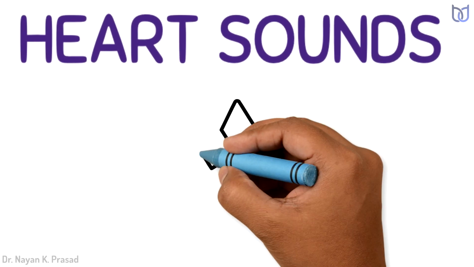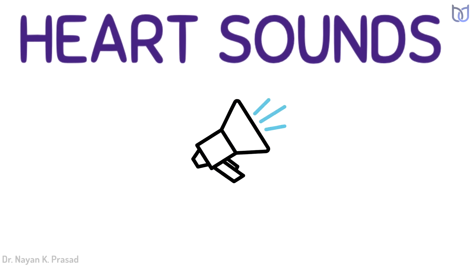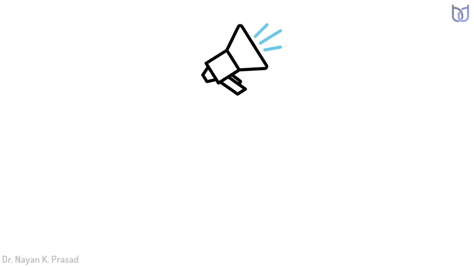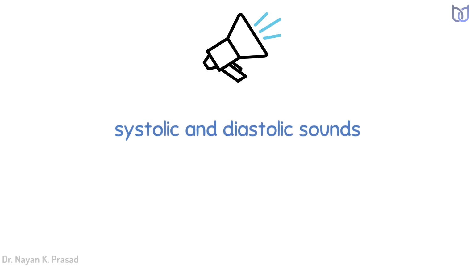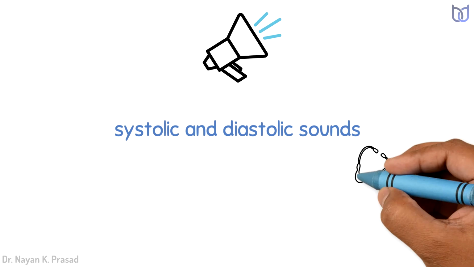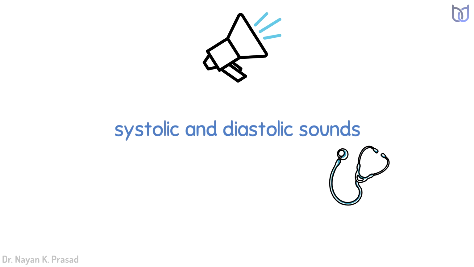One another term is heart sounds. The sounds produced by the heart as it is beating are known as heart sounds. These are made by the valves in the heart slapping together and are called systolic and diastolic sounds. These sounds may be heard as lub and dub with the help of a stethoscope.